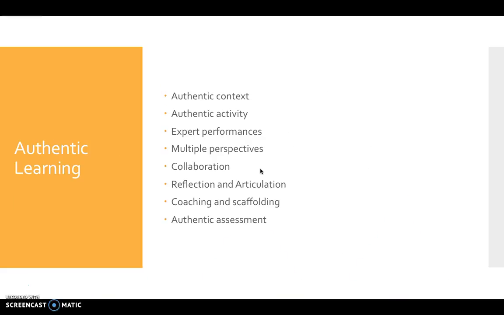Instead, authentic learning has these elements. It has an authentic context, authentic activity, expert performances, multiple perspectives, collaboration, reflection and articulation, coaching and scaffolding, and authentic assessment. So these are some of the official items that authentic learning must have as part of it. And you'll be challenged in a few weeks to create a lesson plan, or to take a previous lesson plan that maybe isn't very authentic and make it more authentic by adding a few of these items into it. So let's talk about what these items are all about.